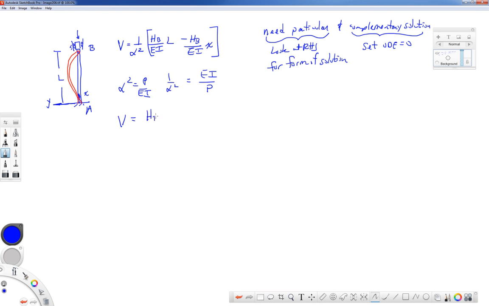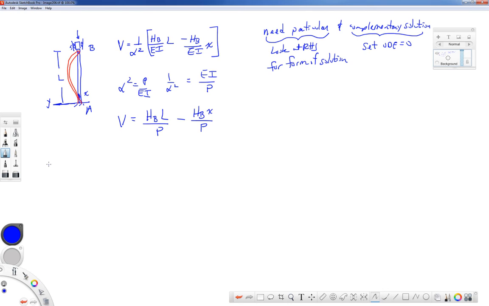HB times P times L, HB times L divided by P. I need to look at the 1 over alpha squared term. Minus HB X over P. And so now we have the particular part.